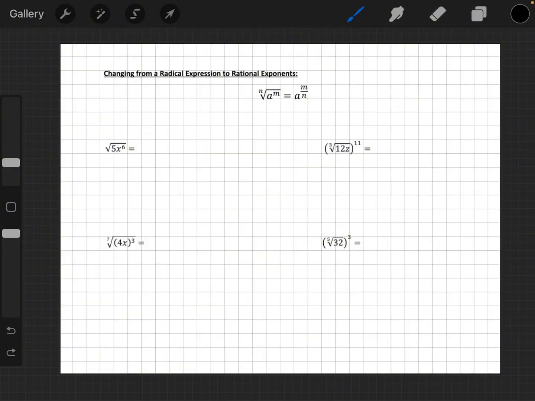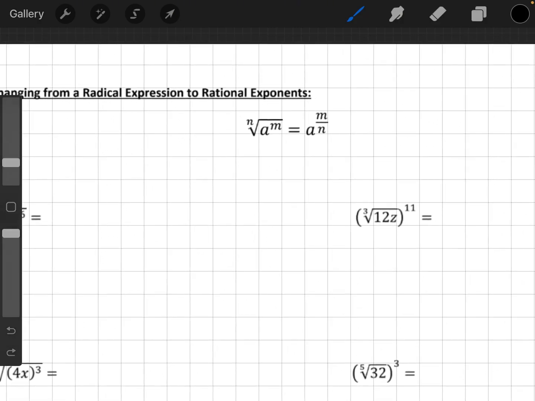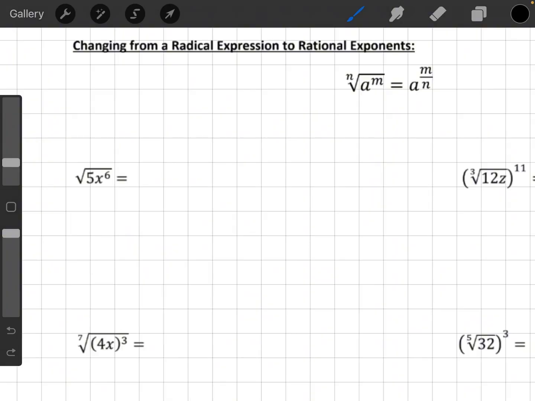Now there's a faster way to simplify radicals when we know how to change radical expressions to rational exponents. We can use this rule here, that the nth root of a to the power of m is equal to a to the power of m over n. For our first example, we have the square root of 5 times x to the power of 6. The square root can also be written with a 2 on the radical like this. When we have a single number, we know that there's an invisible 1 here, the term raised to a single power.